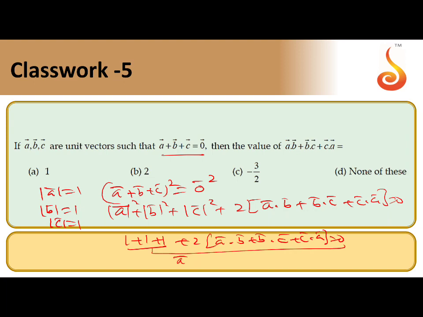So that means A dot B plus B dot C plus C dot A equal to minus 3 divided by 2. 1 plus 1 plus 1, take that side minus 3. We can divide by 2, that means minus 3 by 2. Which option is matching? Option C is matching. I hope this one is clear. This is a textbook question, an NCERT textbook question, and also an important question.